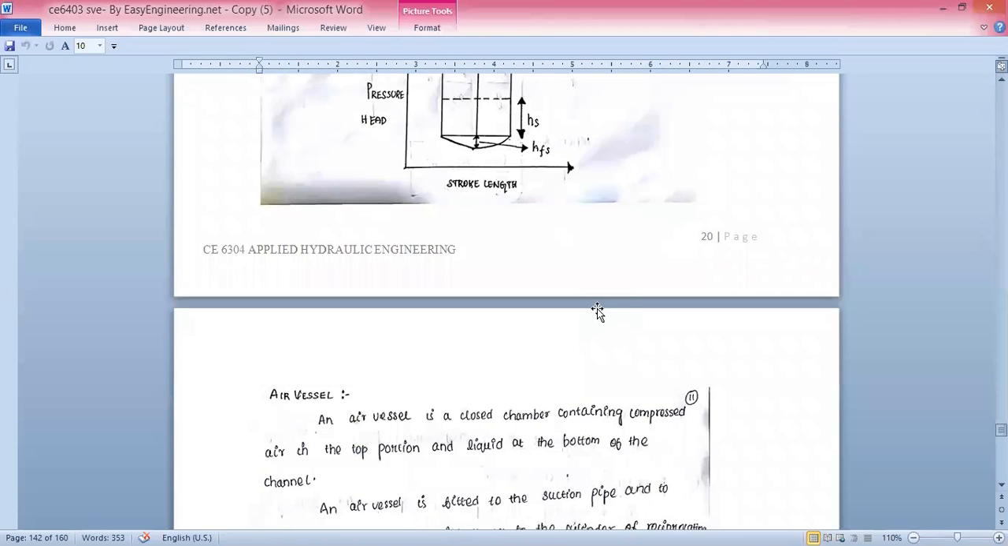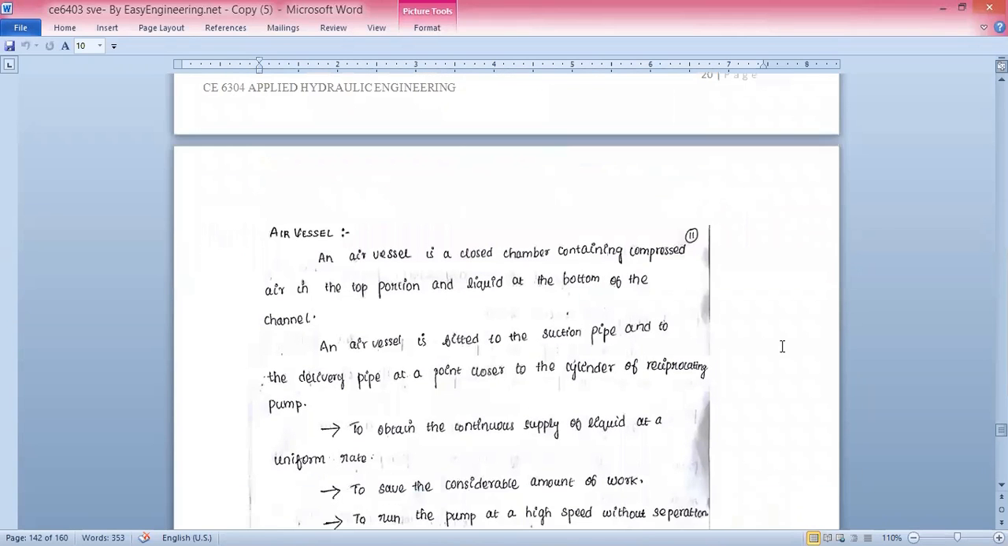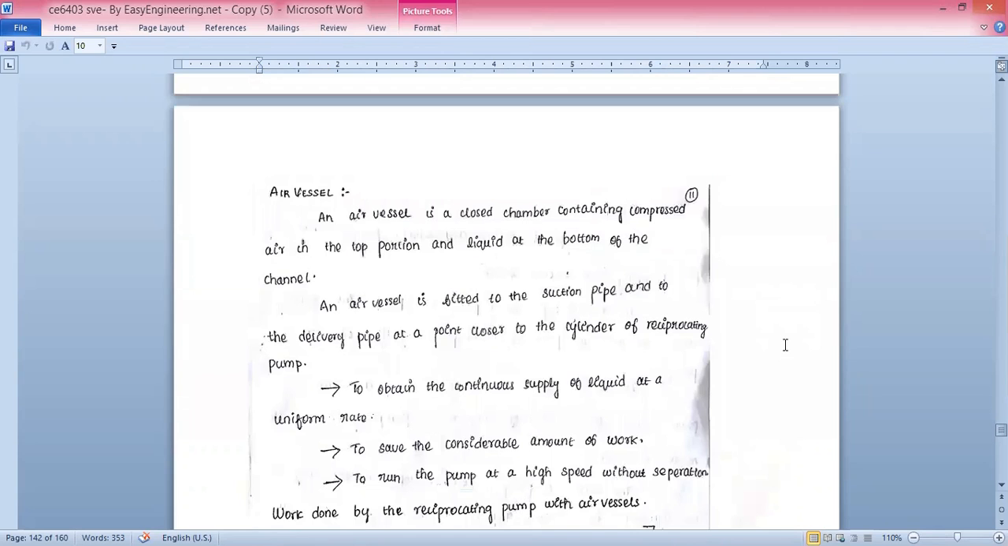Then we have the air vessel. Let's see that. An air vessel is a closed chamber containing compressed air in the top portion and liquid at the bottom of the chamber. An air vessel is fitted to the suction pipe and to the delivery pipe at a point closer to the cylinder of the reciprocating pump. This is one more fitting attachment in the pump.